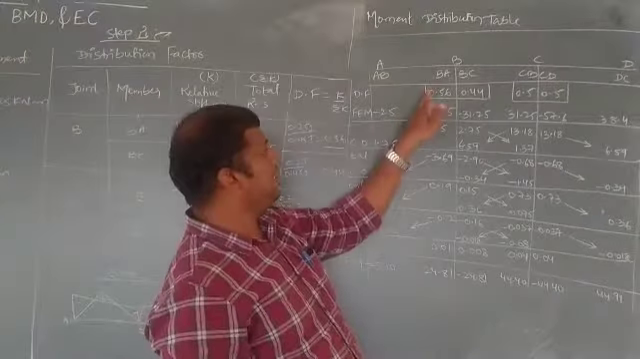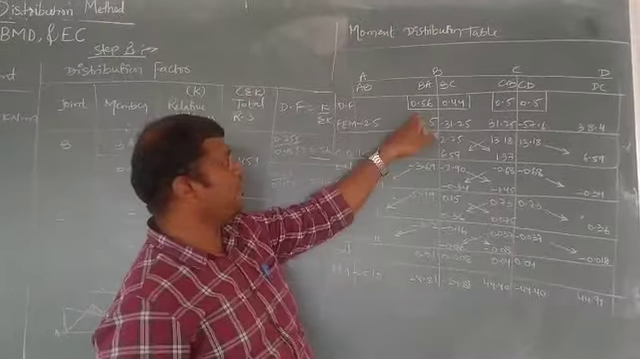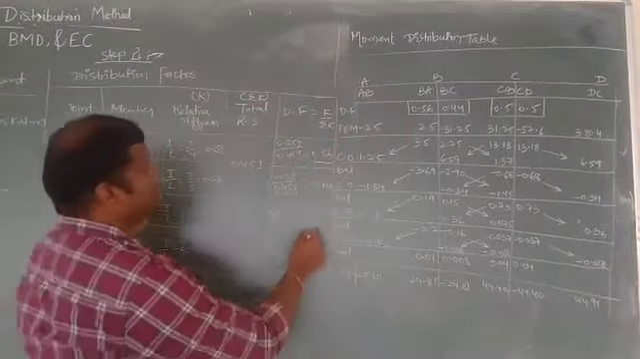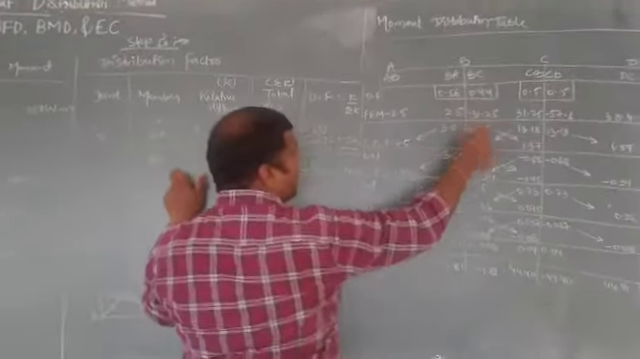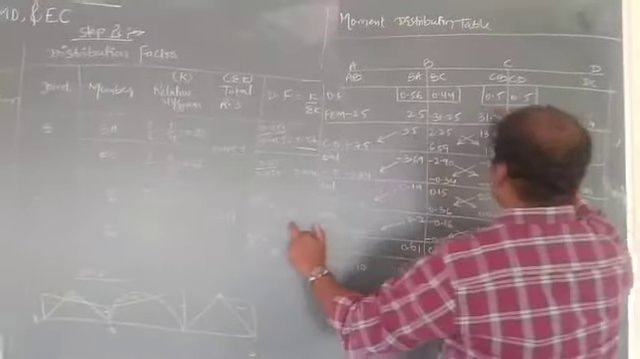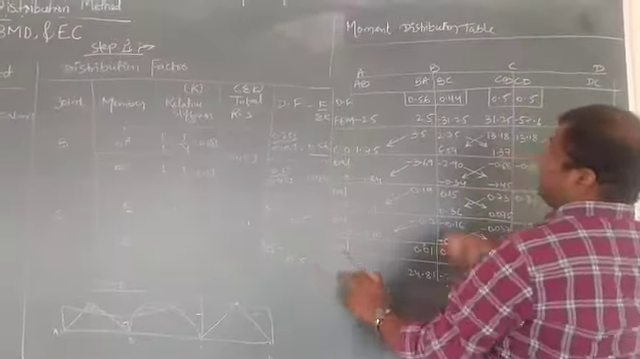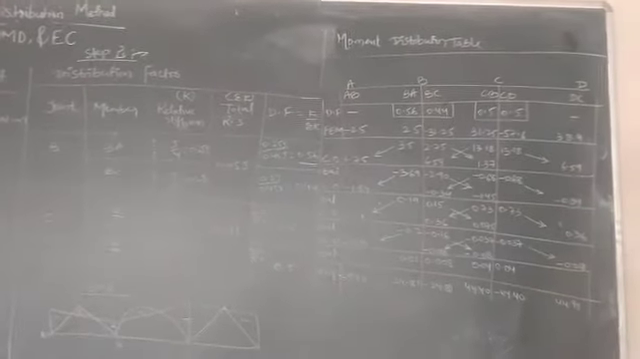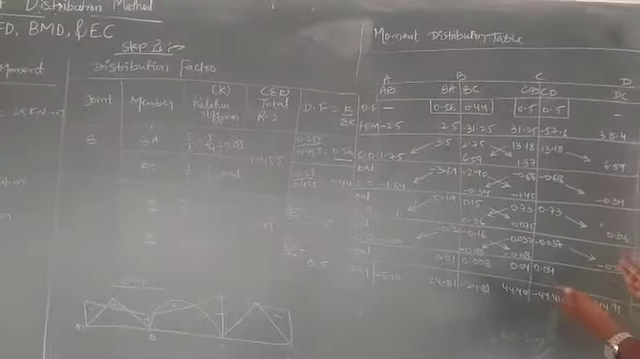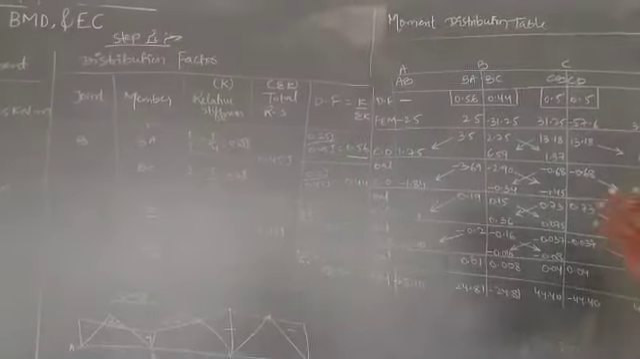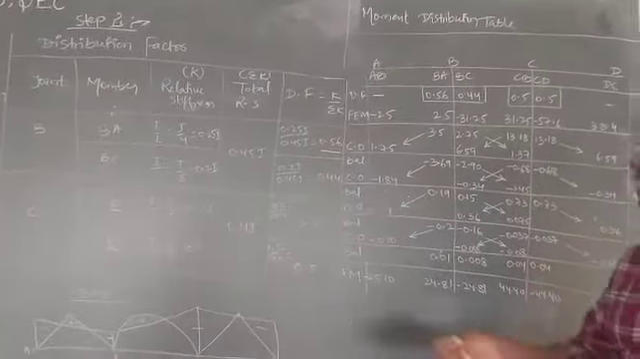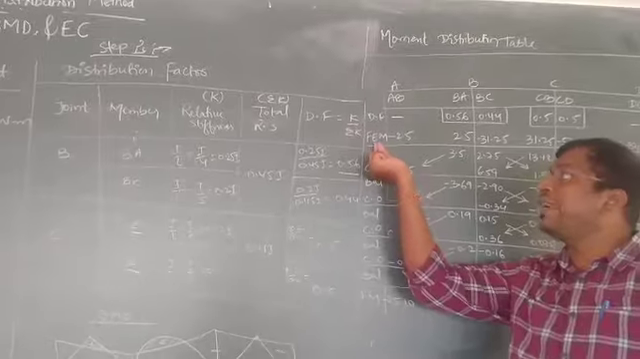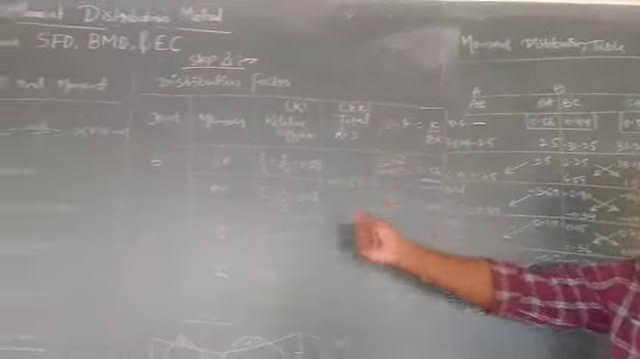So wherever BA, write the corresponding distribution factor 0.56. For BC, 0.4 is the distribution factor I have written here. For CB, it is 0.5 and CD it is 0.5. Here nothing, just leave blank. Wherever we have only an intermediate support will be having distribution factor, and the support will not be having any distribution factor. Next thing I have written FEM, fixed end moment, which we have calculated in step 1.